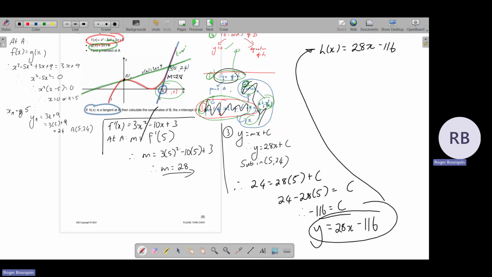But what was the question? Okay, so I've got this equation now, y is equal to 28x minus 116. Then I'm going to sub in what coordinate do we know at that point? So I sub in y is equal to 0 to find the x-intercept. So 0 is equal to 28x minus 116, so 116 is equal to 28x.